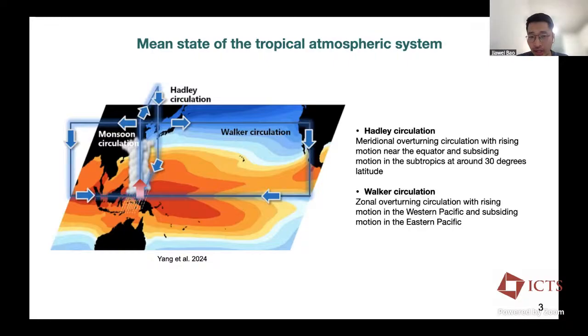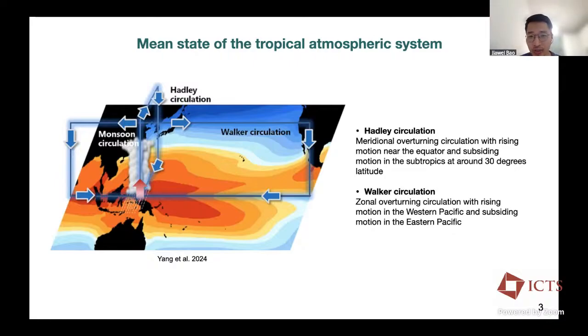So there's the Hadley circulation, which occurs meridionally. It is a meridional overturning circulation with rising motion near the equator and subsiding motion in the subtropics at around 30 degrees in latitude. So this is the mean state, but depending on the seasons, the exact location of the Hadley circulation will move north and south.